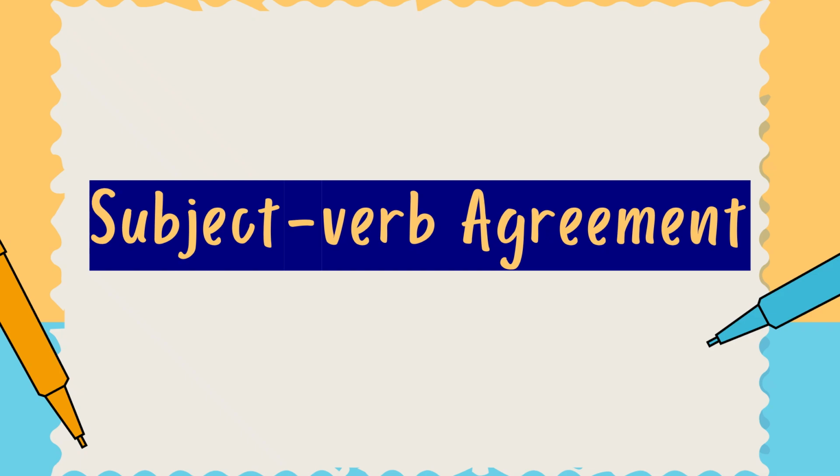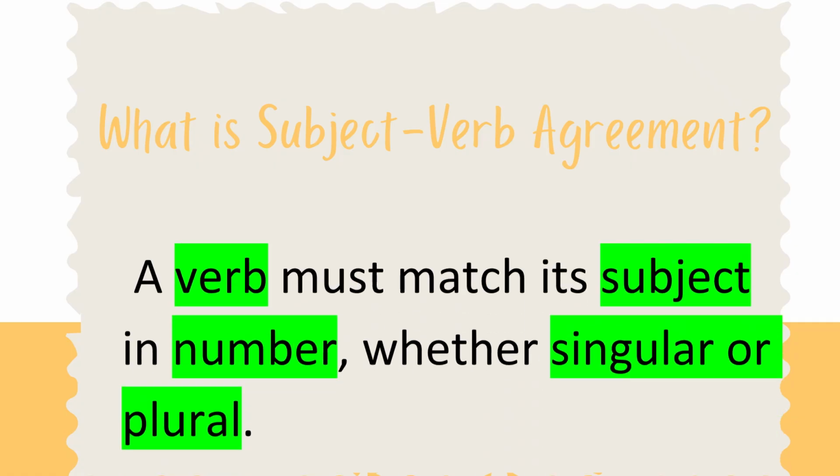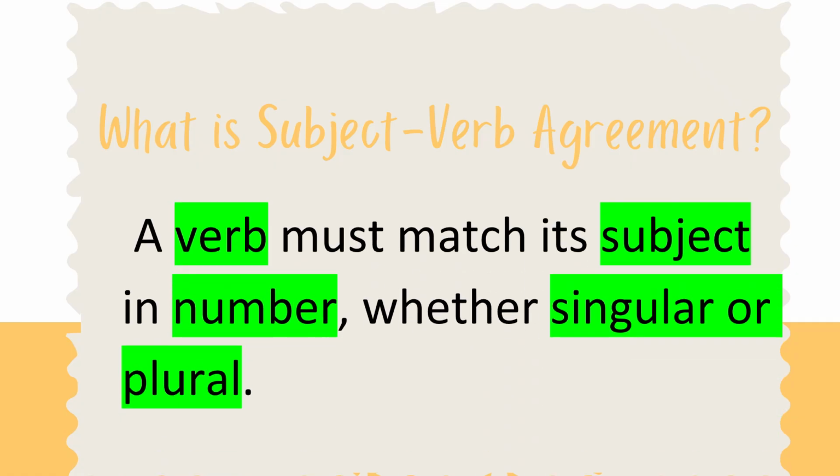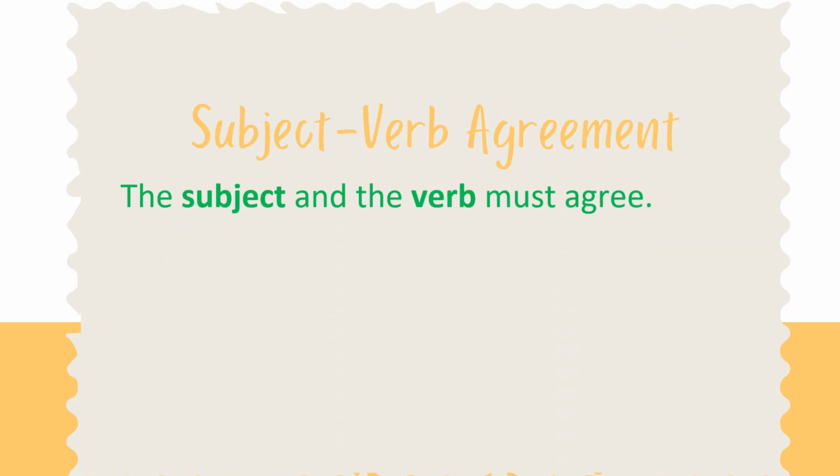Let's talk about subject-verb agreement. First, what is subject-verb agreement? A verb must match its subject in number, whether singular or plural. Match is the key here. The subject and the verb must agree.